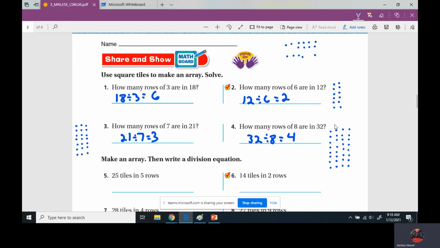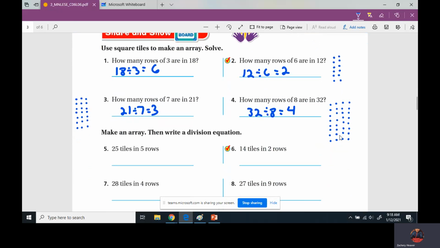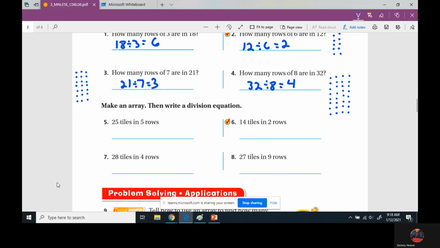Now, you guys don't have to make all these dots or all these circles. I just want to model how I would want you to do it. So we have 25 tiles in 5 rows. So it's 25 divided by 5. Let me pull up a multiplication chart for this one. We can make some arrays. So 5 rows, counting 1 up to 25. So 1, 2, 3, 4, 5.